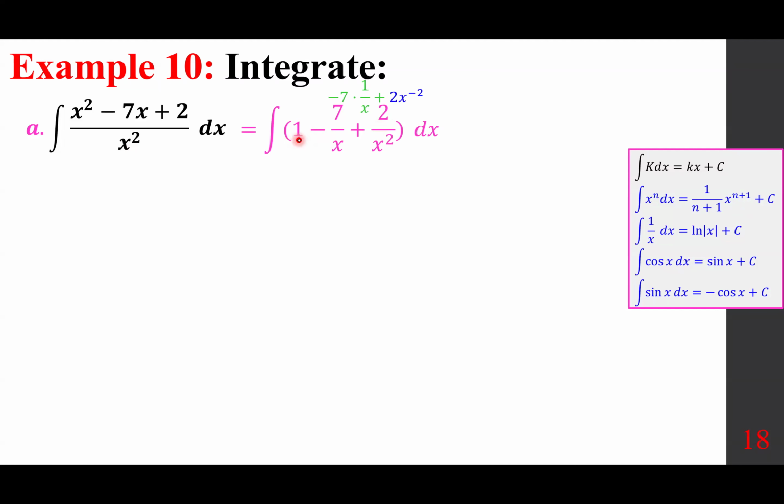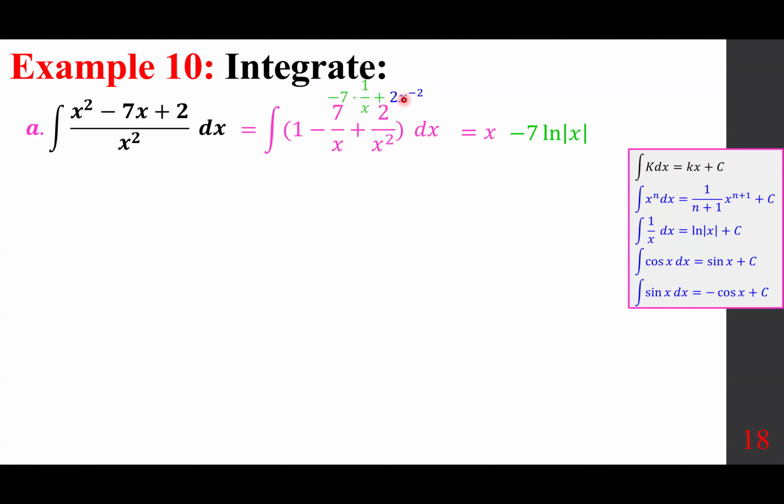So now 1, again, the independent variable is x. 1 gives you x. Minus 7 times 1 over x. You can keep it like that. The reason I wrote it in this manner, because the integral of 1 over x is natural log. So you recognize this as a natural log. Keep the -7 intact. So minus 7 times ln of absolute value of x.